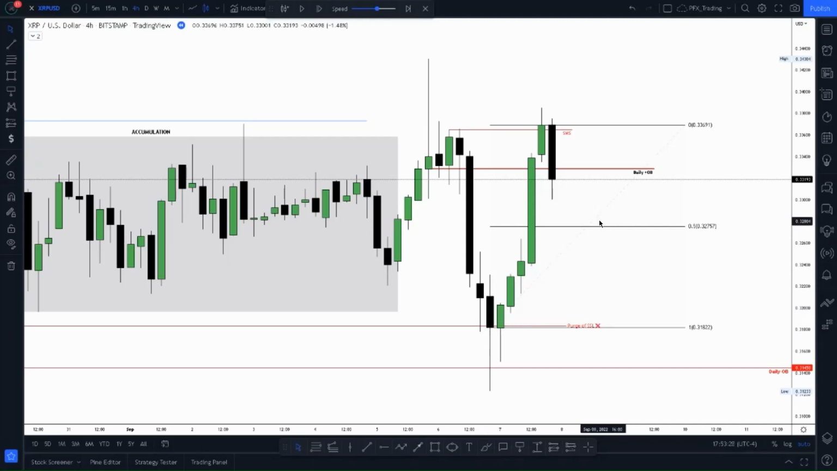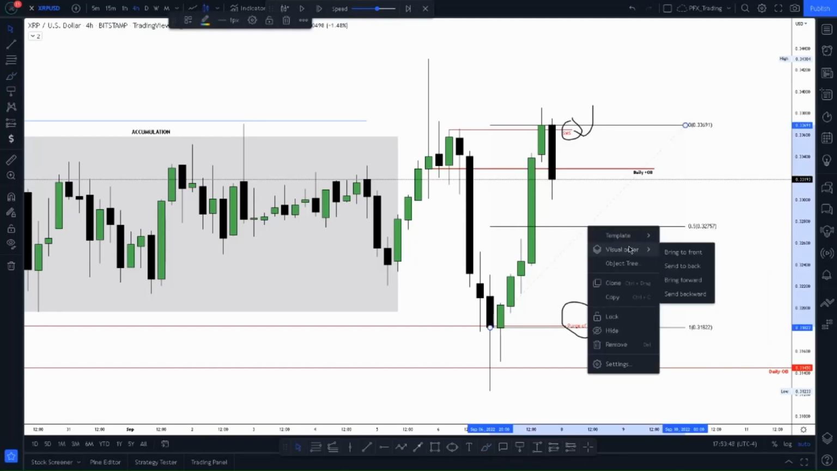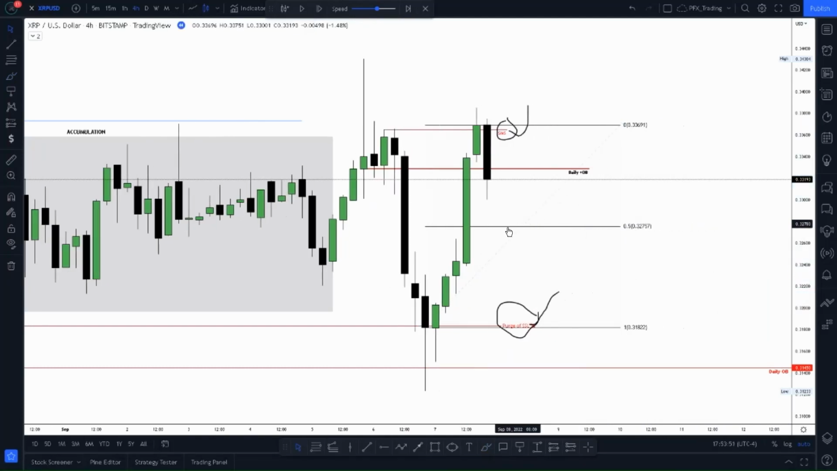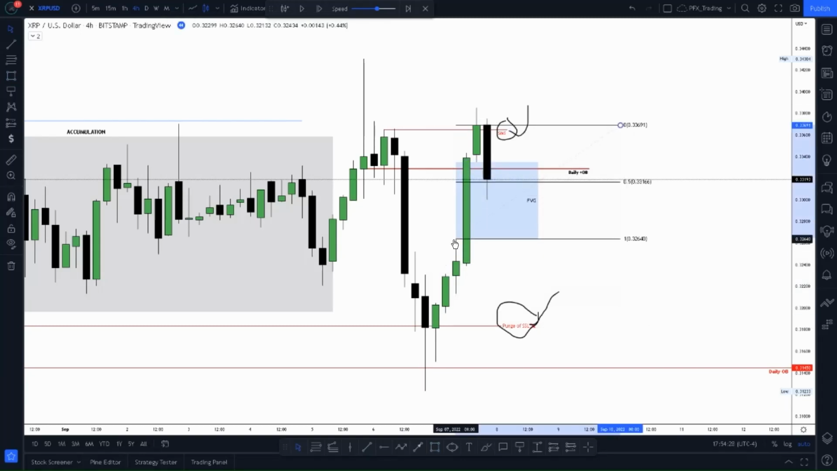And what you want to do is identify your fair value gap after that purge of liquidity and after the shift in market structure. Rule number 1 and rule number 2, they both check out. Rule number 3, identify your fair value gap. And we would like for that fair value gap to be around that equilibrium price, and that is 50% of your current dealing range. I'm going to highlight our fair value gap right here. Price trades straight down into that fair value gap.